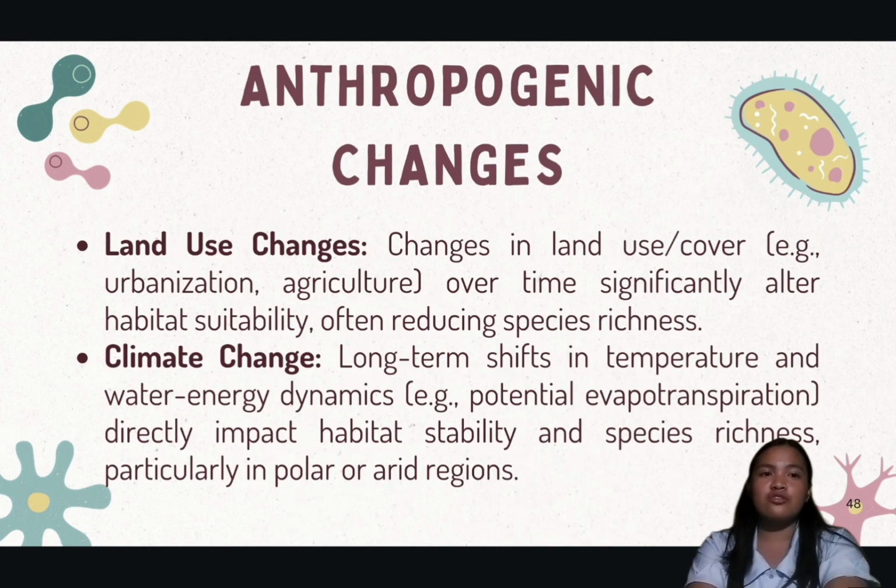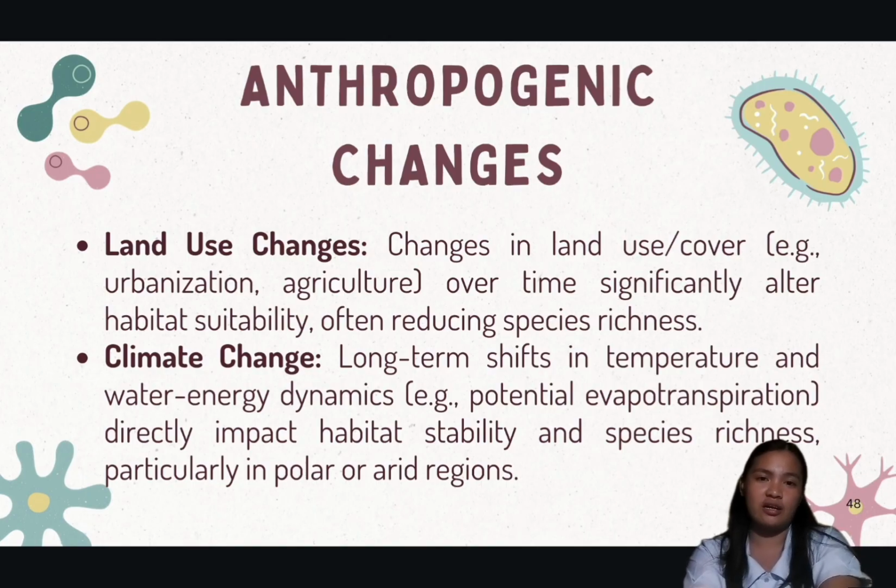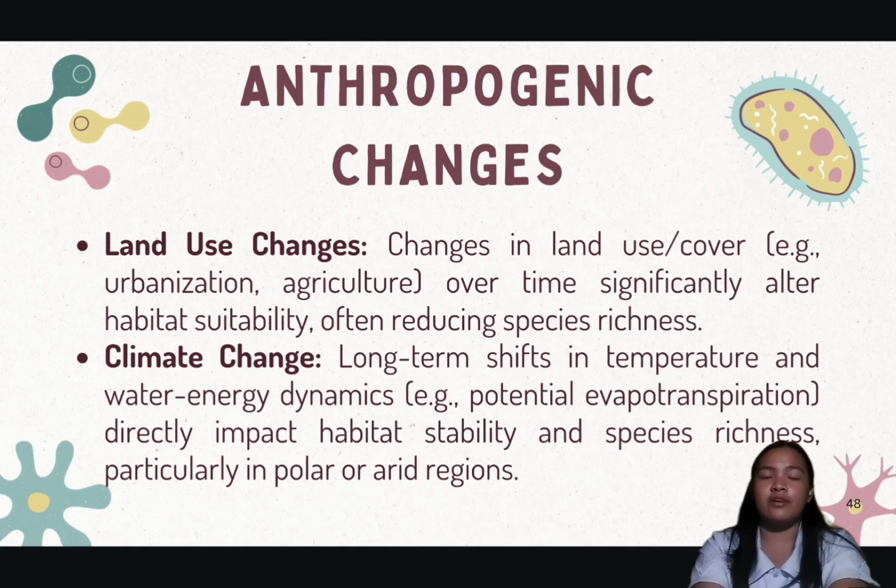The two biggest human-driven threats to biodiversity are land use changes and climate change. Land use changes implies that urbanization and agriculture are the primary drivers of habitat loss. When we turn a forest into a parking lot or a monoculture farm, species richness almost always drops.